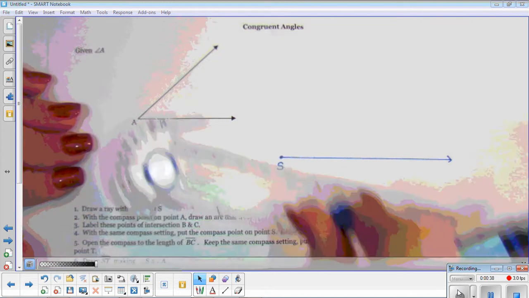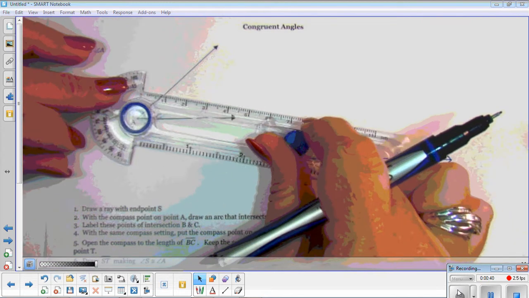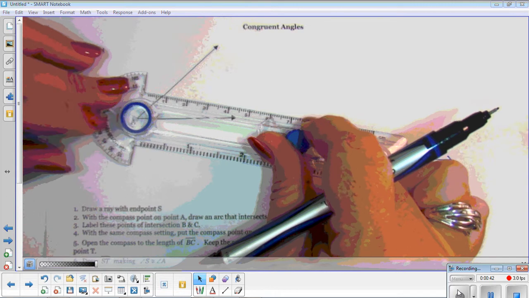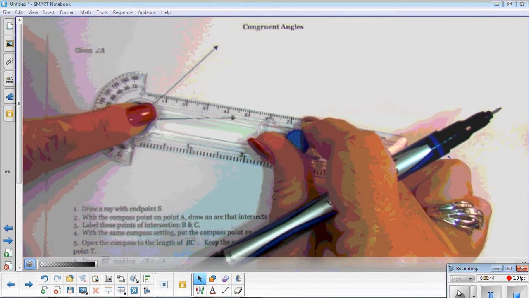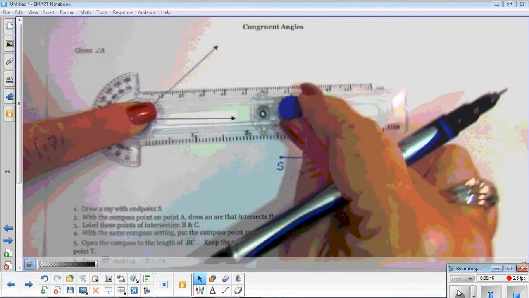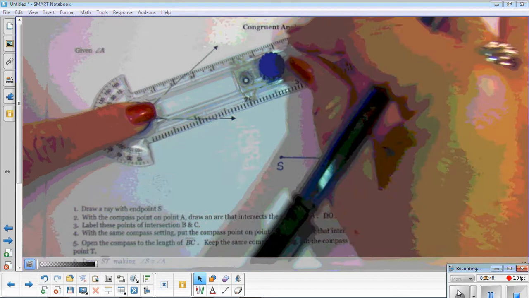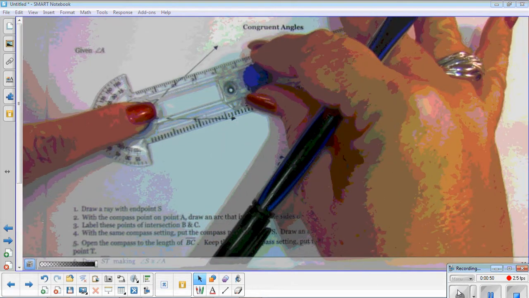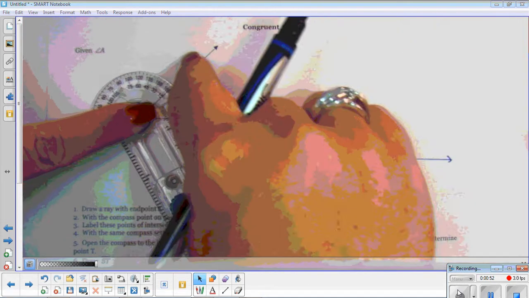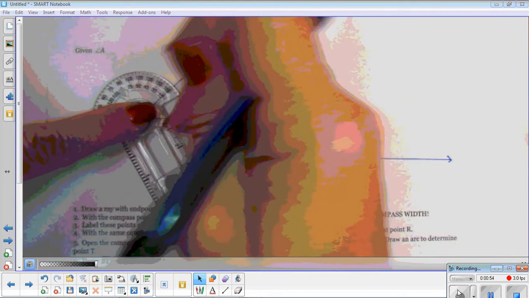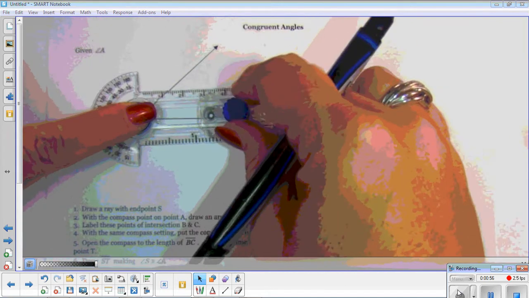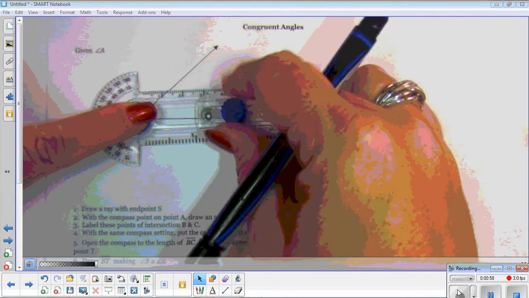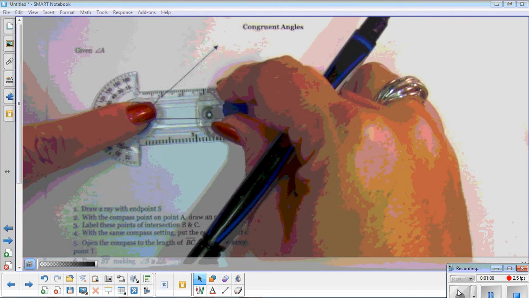Now we're going to put the compass point on A. That means place these crosshairs as accurately as possible on A, using my finger to hold it firmly. I'm going to loosen my compass, and I want to make an arc that intersects both sides of A. To do that, I have to think of where the sides of A end, and I need to bring in my compass setting small enough that I will be able to do that.